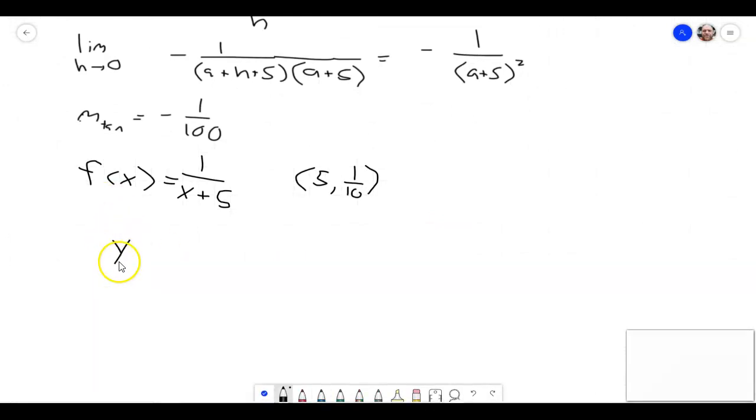So y minus y1, which is 1/10, is going to be equal to m, which is negative 1 over 100, times x minus x1, which is 5 here. And you can either leave it like that, or if it asks for the y-intercept or slope-intercept form, then we're just going to distribute and then solve for y.